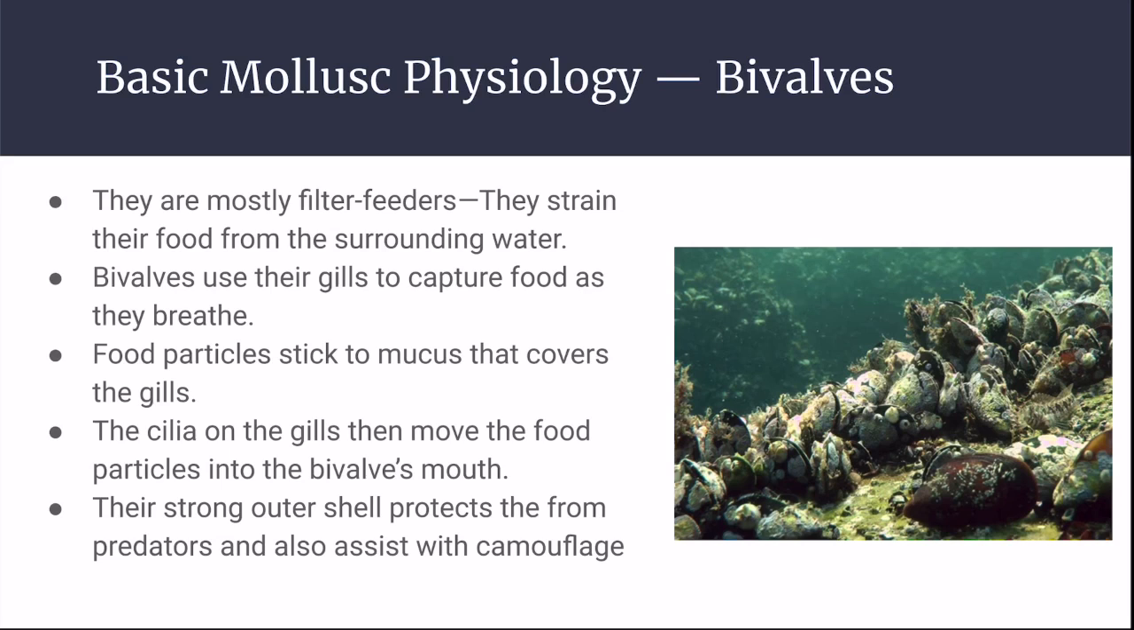So bivalves use their gills to capture food as they breathe. The food particles stick to the mucus that covers their gills, and the cilia on the gills move the food particles into their mouth. Additionally, they also have two super strong outer shells, and these two shells protect the mollusks from predators, but they also help them with camouflage.